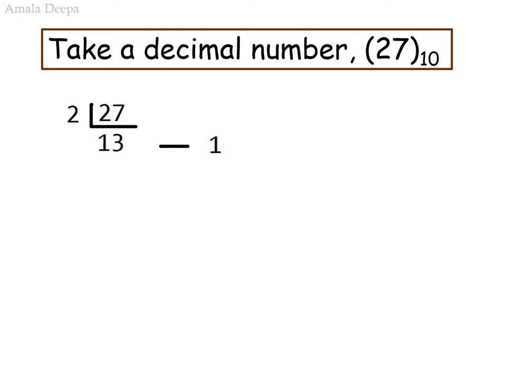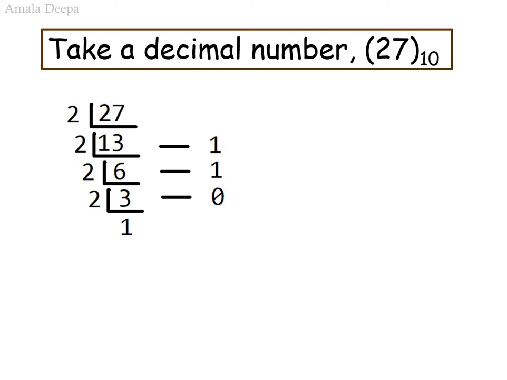Once again repeat the division by 2. 2 6s are 12. The remainder is 1. Once again, 2 3s are 6. The remainder is 0. 2 1s are 2. The remainder is 1. When you get 1 at the last, you stop the division.